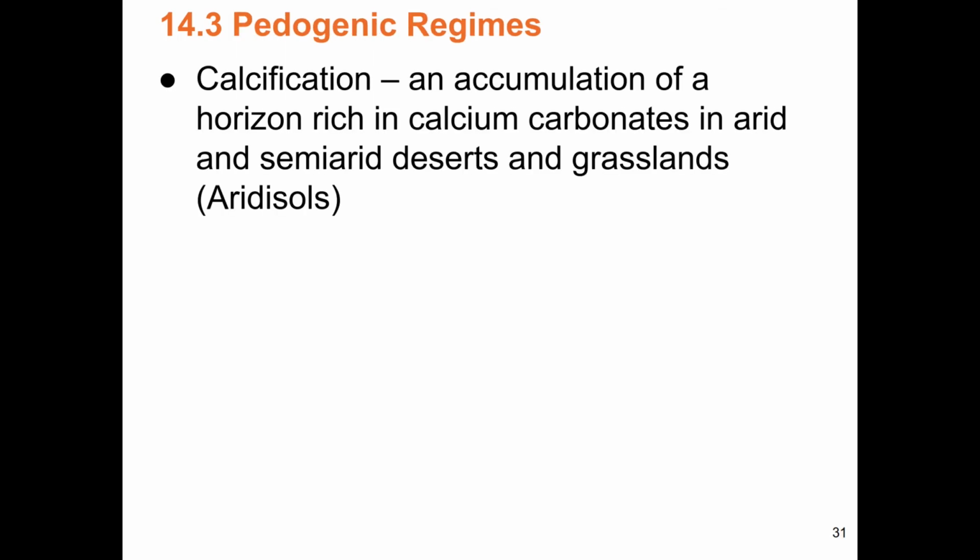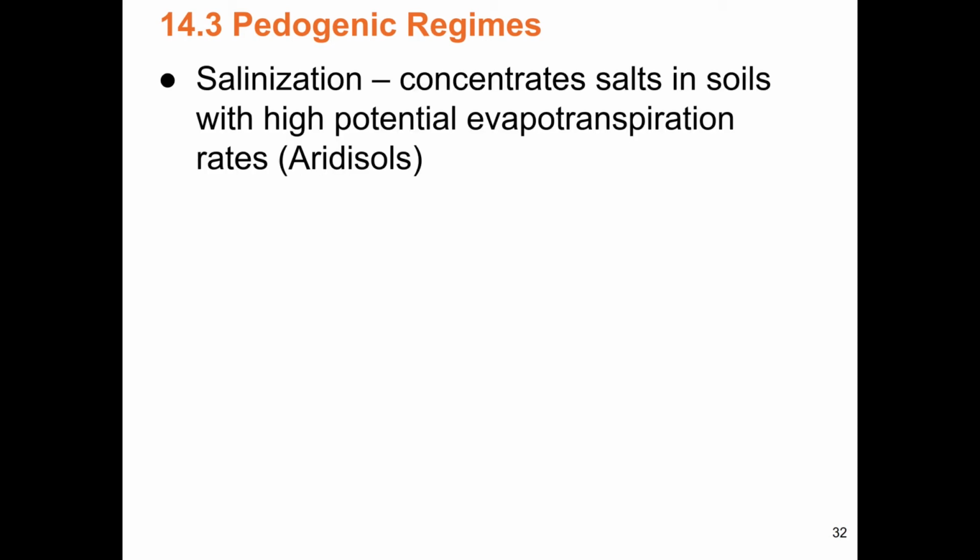Calcification is something that happens to make a layer of calcium that gets leached from the upper soil and then crystallizes out in the lower parts of the soil. Salinization is what happens when you apply irrigation water to soil. Over time you're adding nutrients and salts and water, and then the water evaporates and the salts and the nutrients get left behind, and over time the soil can become so salty that plants don't grow on it. So it concentrates salts in soils with high potential evapotranspiration values.